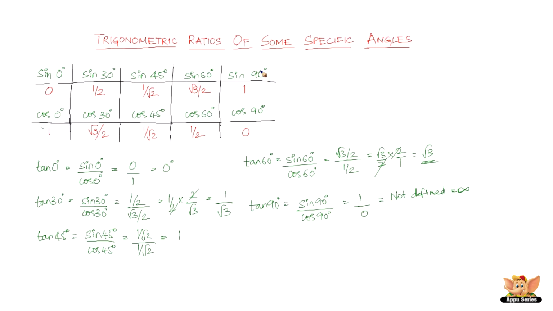So let's start off with cosecant. Say cosecant of 0 degrees. Cosecant is nothing but the inverse of sine. So it is going to be 1 by 0. So it's not going to be defined. That is infinity.